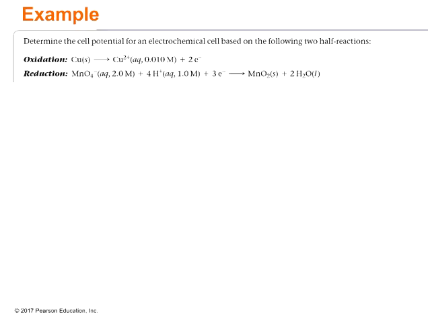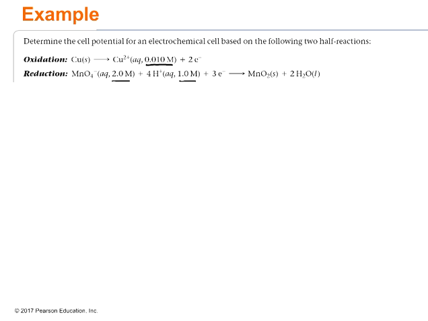So let's go over an example. Now, in this example, we don't have the same metal on each side. We're going to have two different half reactions, but the concentrations will be different on each side. So we're going to have to take that into account when we're calculating the cell potential. And we are under non-standard conditions because, remember, under standard conditions, everything would be 1 molar. But in this case, we'll find that the concentrations are different.